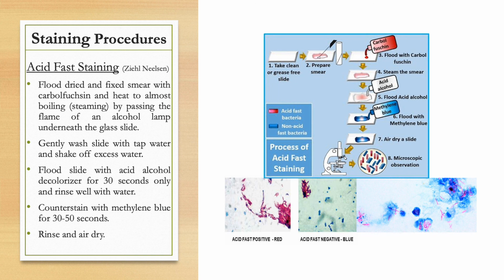So you have an example of your acid-fast staining at the bottom of the slide. You can see that acid-fast positive bacteria are red because our carbofuchsine is a reddish stain. And if it is an acid-fast negative bacteria, they will stain blue. Also, the rest of the slide, any cellular components of the slide will also stain blue.